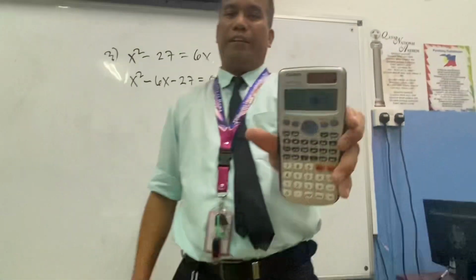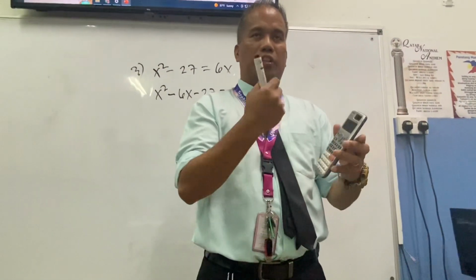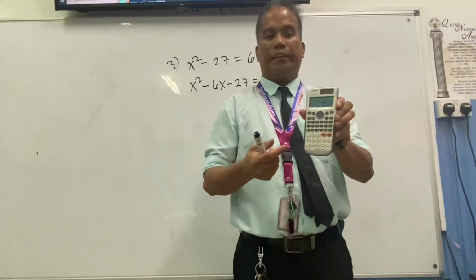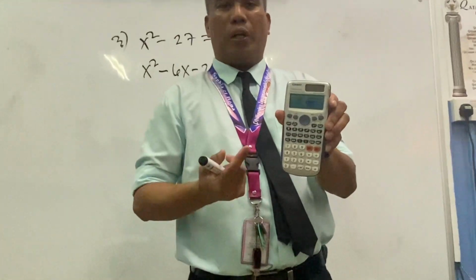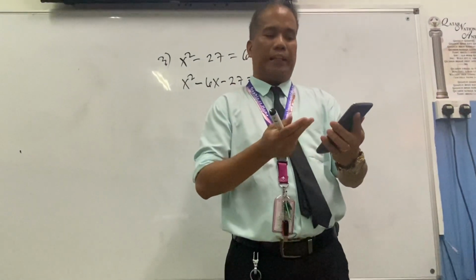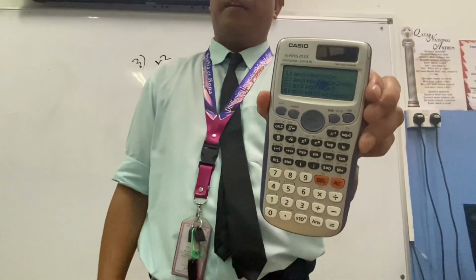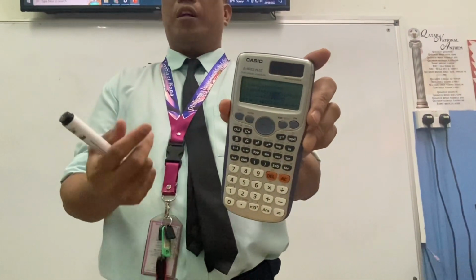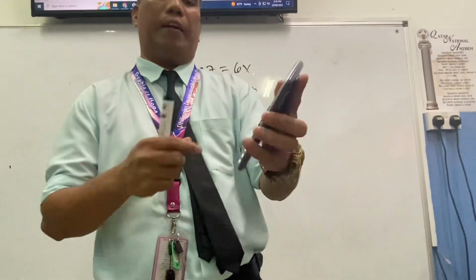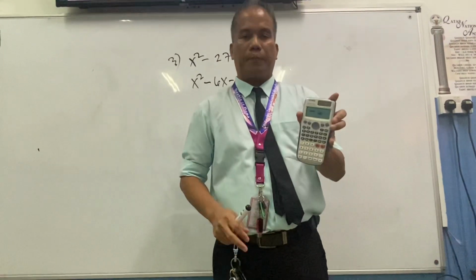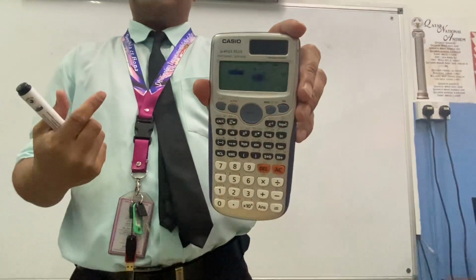So here. And then after that, there are 8 functions. So just look at the letters EQN. EQN means equation. The number beside that is 5. So just press 5. Then there are 4 equations. Then among the 4 equations, just look at the standard form of quadratic equation. That is number 3. So just press number 3. Then in the calculator, there are the letters A, B, C.